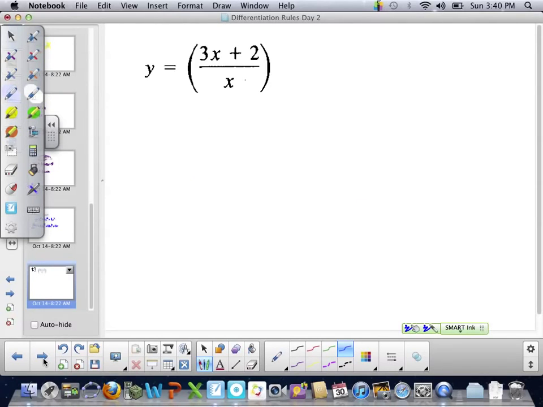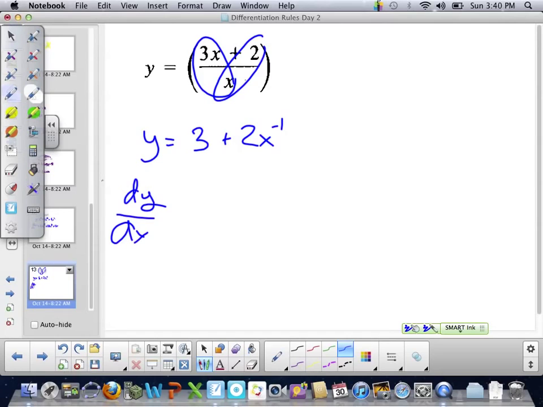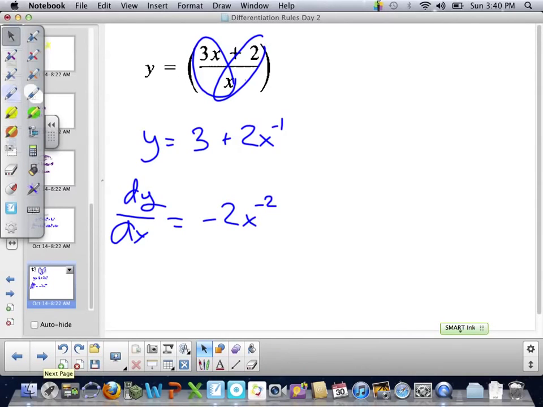And then our last problem, it's a 2-on-1, so we'll split it. That and that. 3x over x, I can reduce to 3. 2 over x, we can rewrite that as 2x to the negative 1. And then dy dx. 3 is a constant, so the derivative of 3 is 0. So then we got negative 1 times 2 is negative 2. X, and then power down, negative 2x to the negative 2. If you want, you can rewrite that as negative 2 over x squared, but that is totally unnecessary.